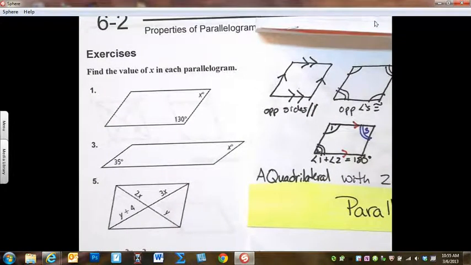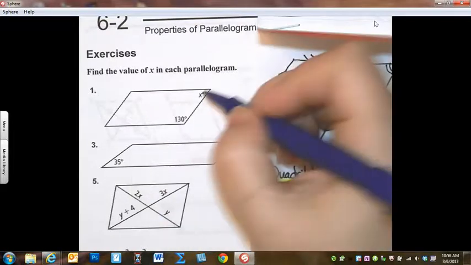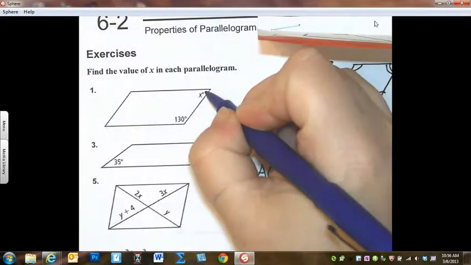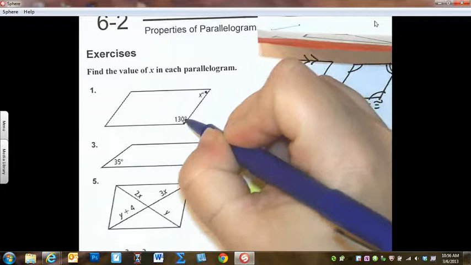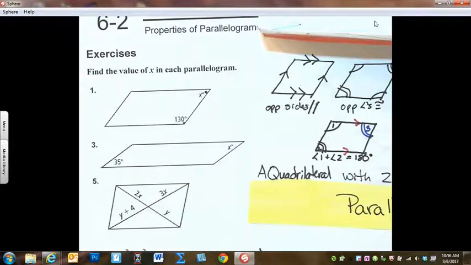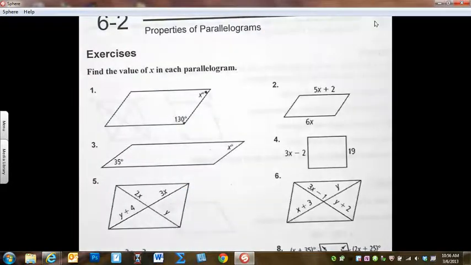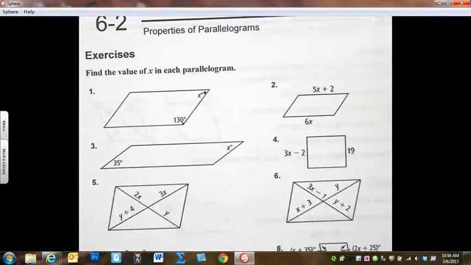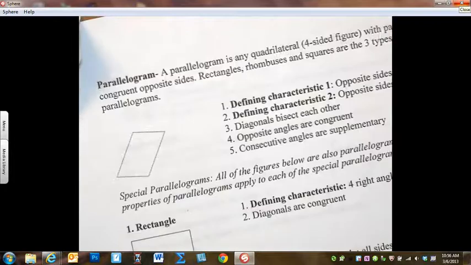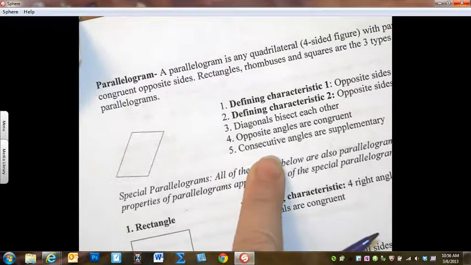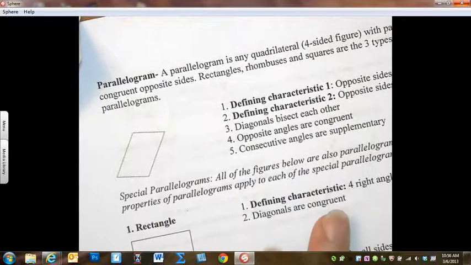So let's look at this first one, and hopefully I'm zoomed in enough for you. As I look at this one, I notice here that I have an angle here and an angle here. So I have a pair of consecutive angles. Now, consecutive angles are what? Another place you can look, if you're still not positive, is remember this front page. It tells me that consecutive angles are supplementary. And everybody should have all of these. If you don't, make sure you go onto Blackboard and print it out for yourself.